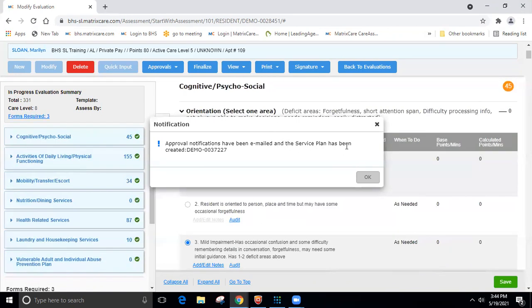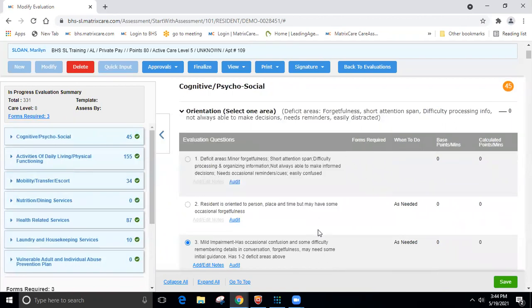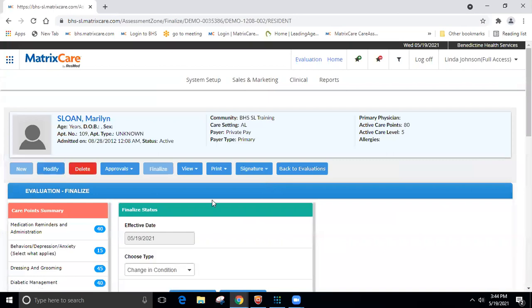So the service plan has been created. That's why it's important to send for approvals. We now have our service plan already done for us. We don't have to do anything else. We're going to finalize this.